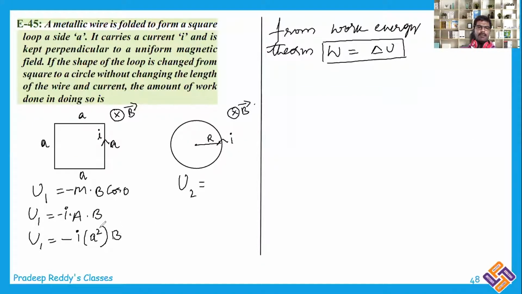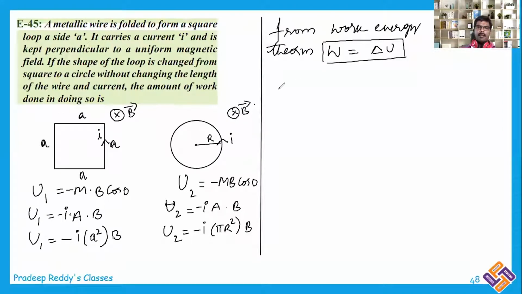Now I want to find the potential energy here, U2. U2 will be equal to minus m B cos 0, which is I into the area of the loop into the magnetic field B. But what is the area of the loop? U2 will be equal to minus I into pi r square into B. Okay, now these are the U1 and U2 values we have calculated.